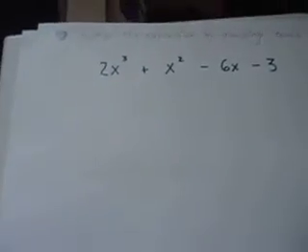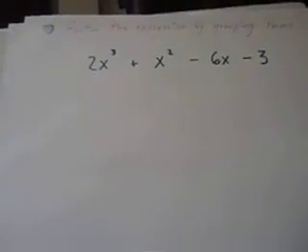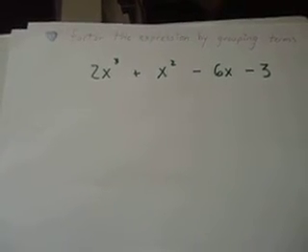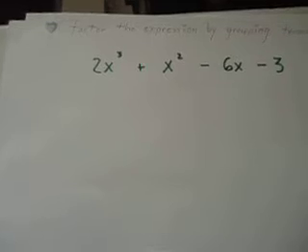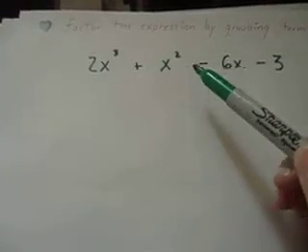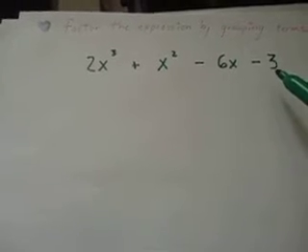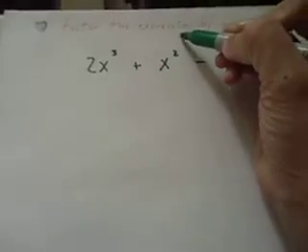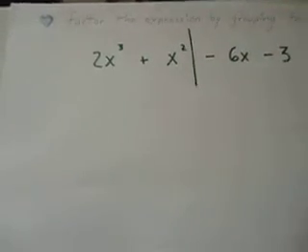Here is the first question, and this one is number 83. The directions say factor the expression by grouping terms. So how many terms do we have here? We have 4: 2x cubed plus x squared minus 6x minus 3. Whenever you see 4 terms, let's split it in half. So let's draw a line down the middle.